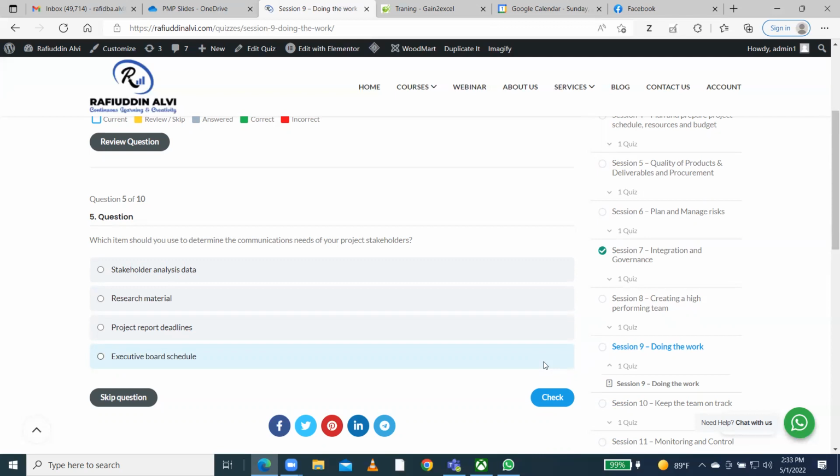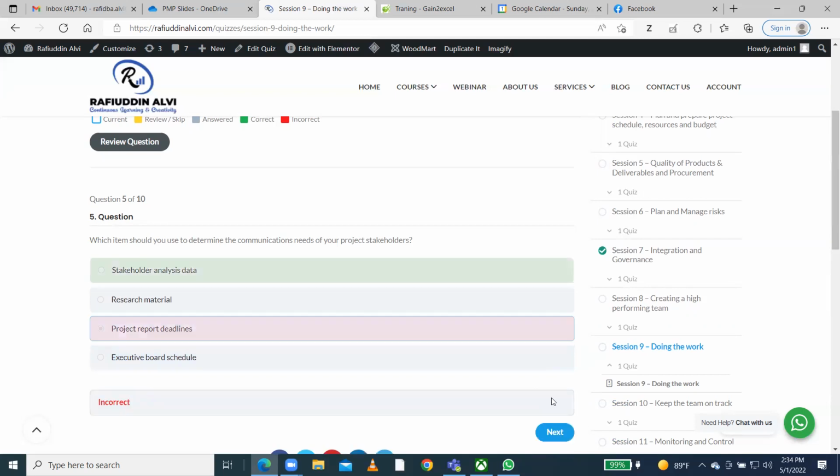Which item should you use to determine the communication needs for your project stakeholders? This is from stakeholder management, but you can try, it's up to you. Project stakeholder communication, project report deadlines, or stakeholder analysis data? Basically, for analyzing stakeholder needs, we use stakeholder analysis data. It will come to you in stakeholder management. At that time you can reattempt this quiz, no problem.